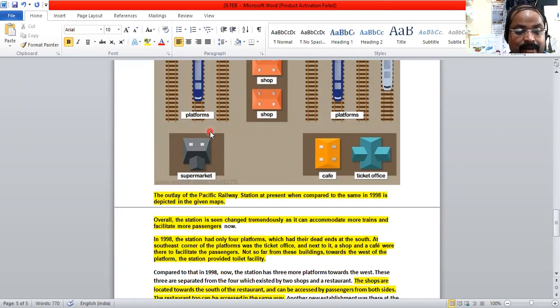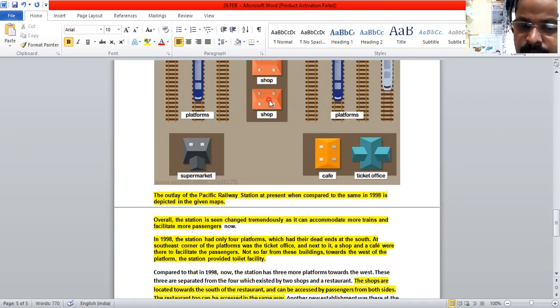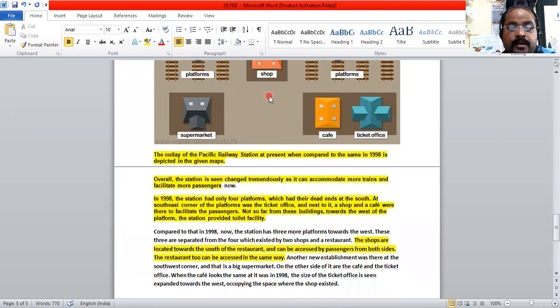These 3 are separated from the 4 which existed by 2 shops and a restaurant. 2 shops and a restaurant separated the new 3 platforms from the old platforms. This is what we can see. The shops are located towards the south of the restaurant and can be accessed by passengers from both sides.